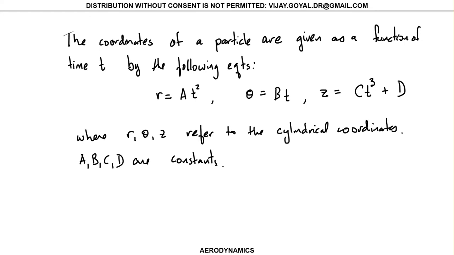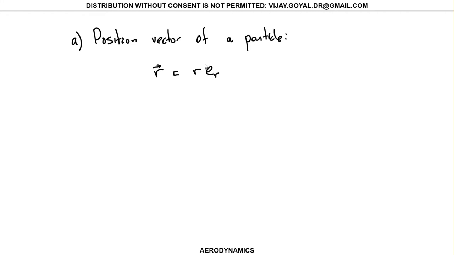Okay, so the first thing we want to find is the position vector. So let's see how we write the position vector of a particle in cylindrical coordinates. The position vector of a particle will be r er plus z ez. That's just by definition, that's how it is.